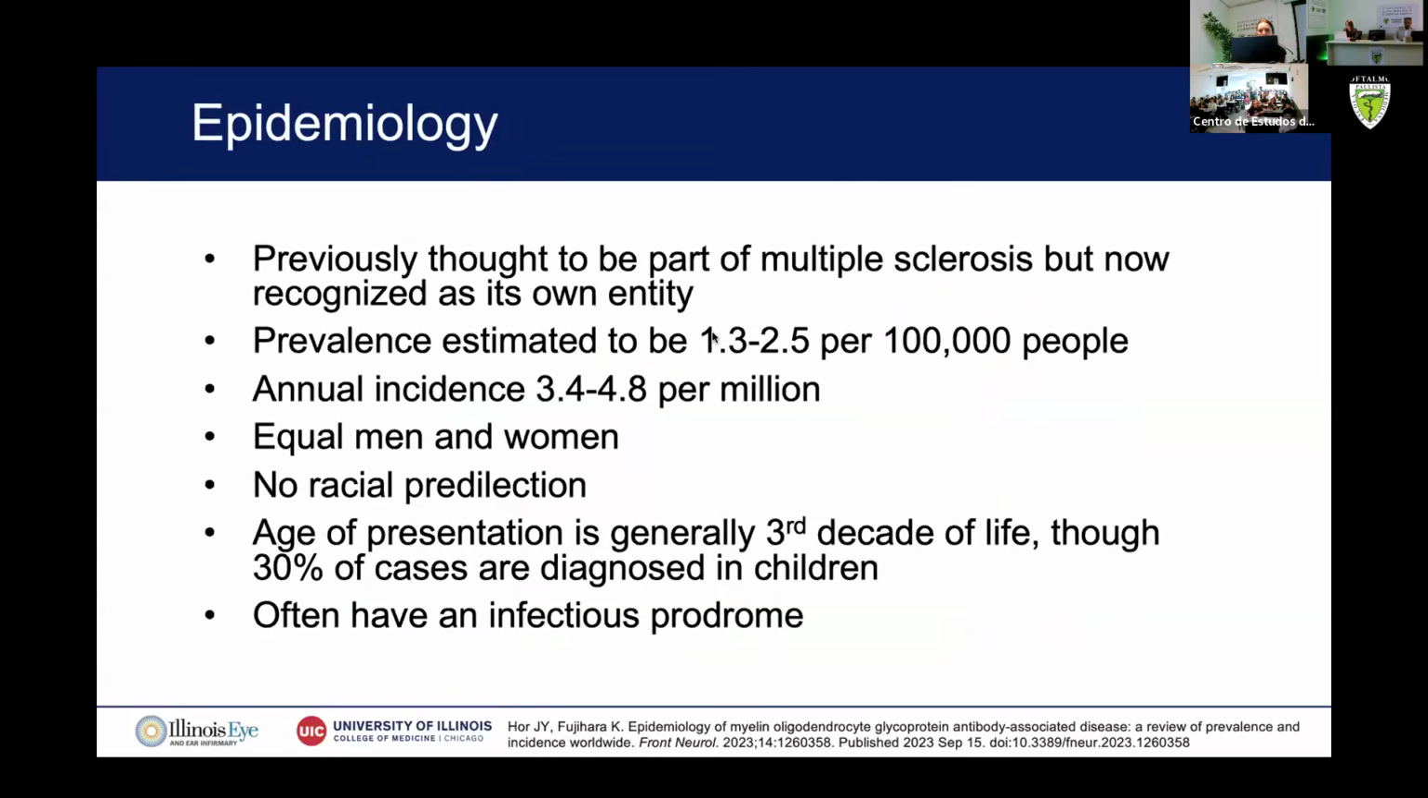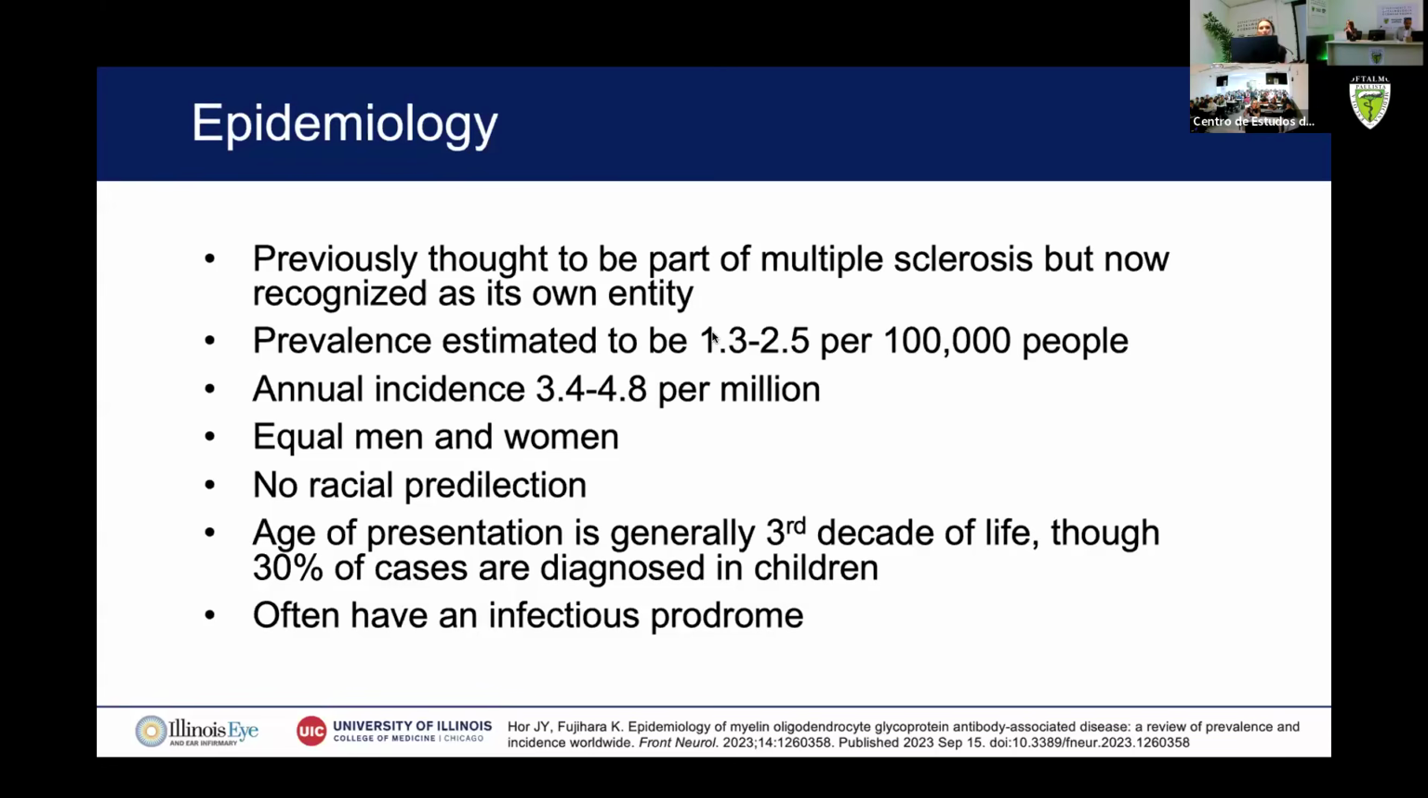A little on the epidemiology. It used to be part of the multiple sclerosis bundle, but it's now recognized as its own entity. The prevalence is estimated to be about 1.3 to 2.5 cases per 100,000 people, and the annual incidence is 3.4 to 4.8 cases per million patients. There's no racial or gender predilection, and it typically presents in the 3rd decade of life.